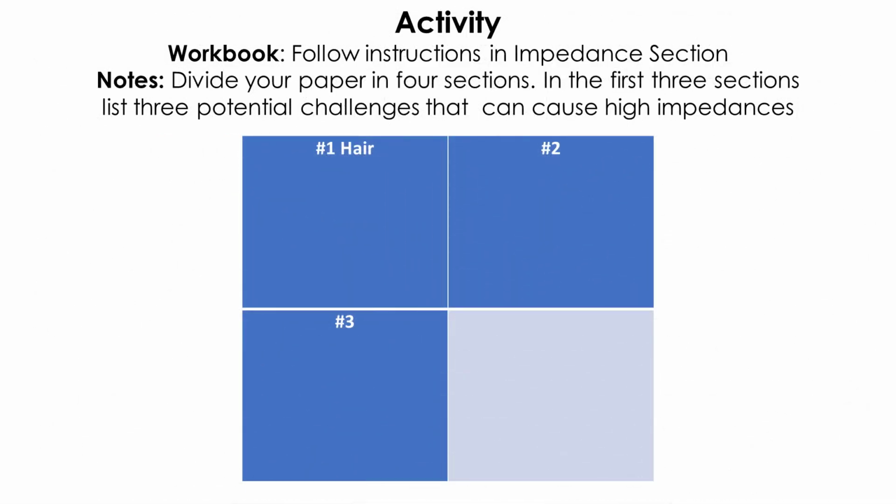This next activity will involve your workbook if you have one, or a piece of note paper. You can pause the recording, divide your paper into 4 sections, and write down in 3 of those sections potential areas that can cause high impedances. Under those challenges, list some additional ways that these challenges can affect the EEG. Our last section will discuss a few suggestions for troubleshooting.